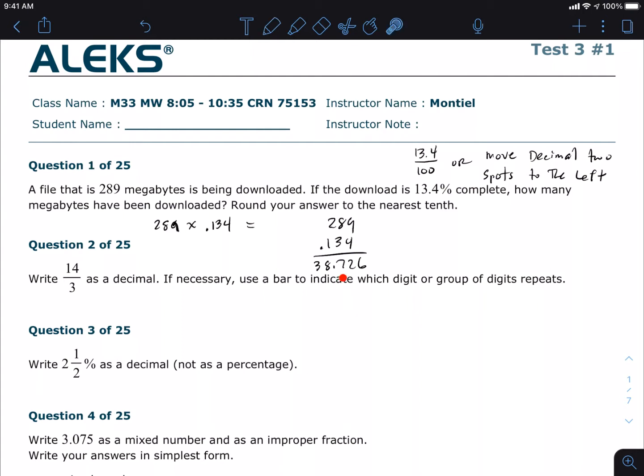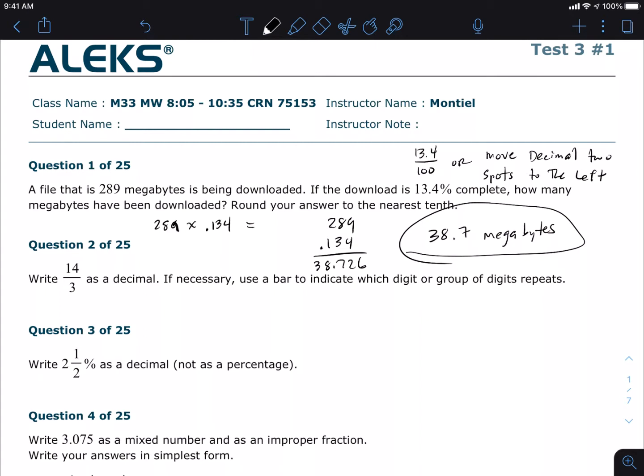And since they want the tenths, we're looking at the 7. But to decide if we're going to round up or down, we need to look at the 2. Is the 2 5 or above? If it's 5 or above, we go up. So that would have become an 8. But if it's 4 or below, it stays the same. And so in this case, the 2 is below. And so our answer should be 38.7. And then we really should be good about labeling. Since it's a word problem, it's megabytes, right? 38.7 megabytes.